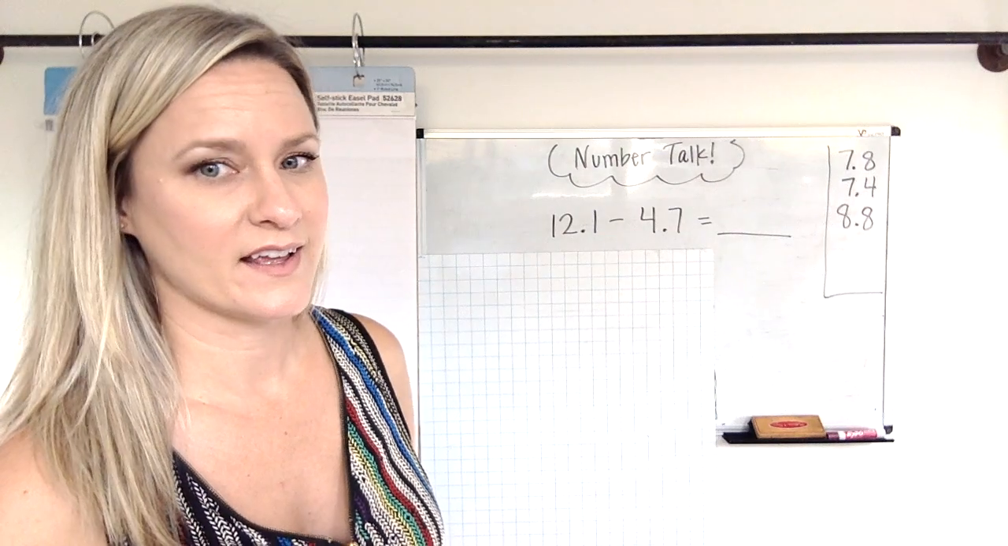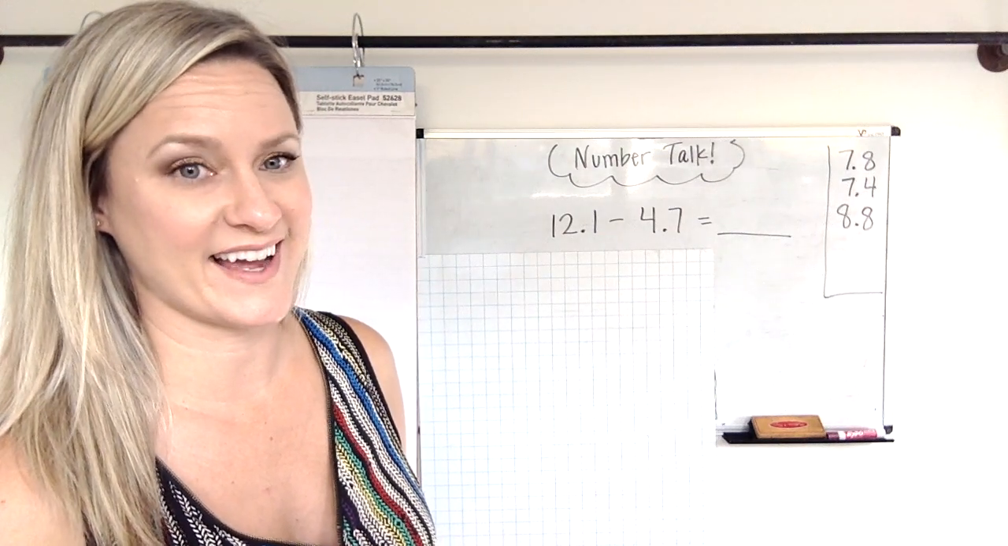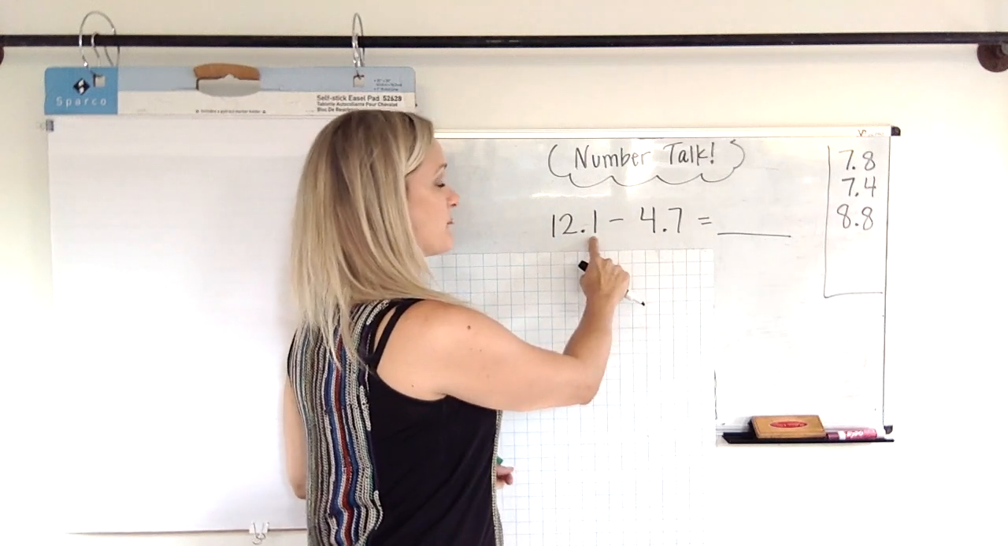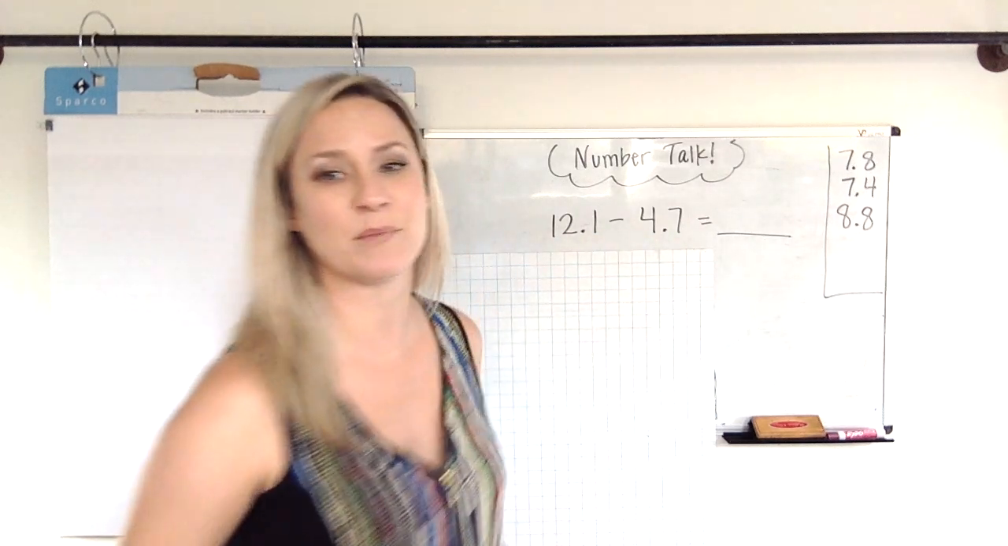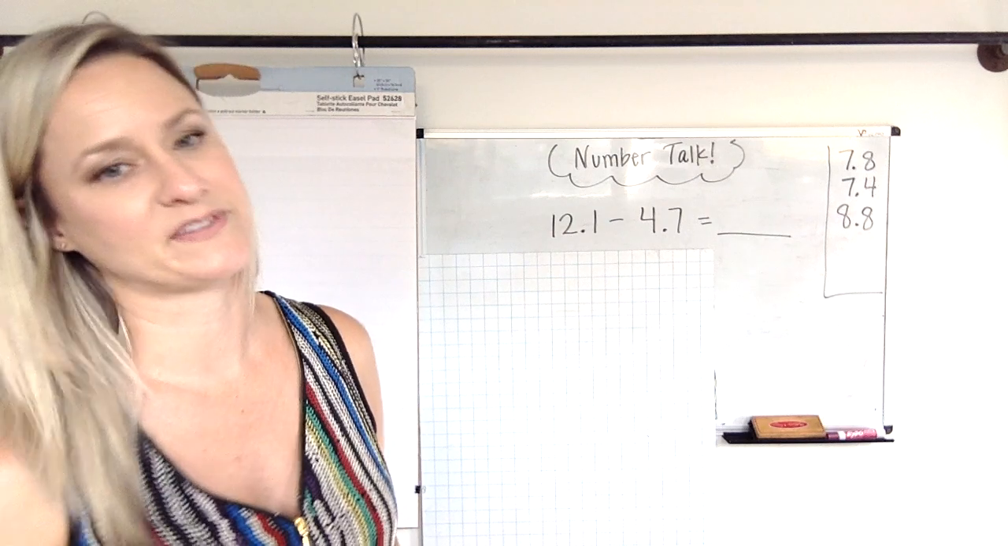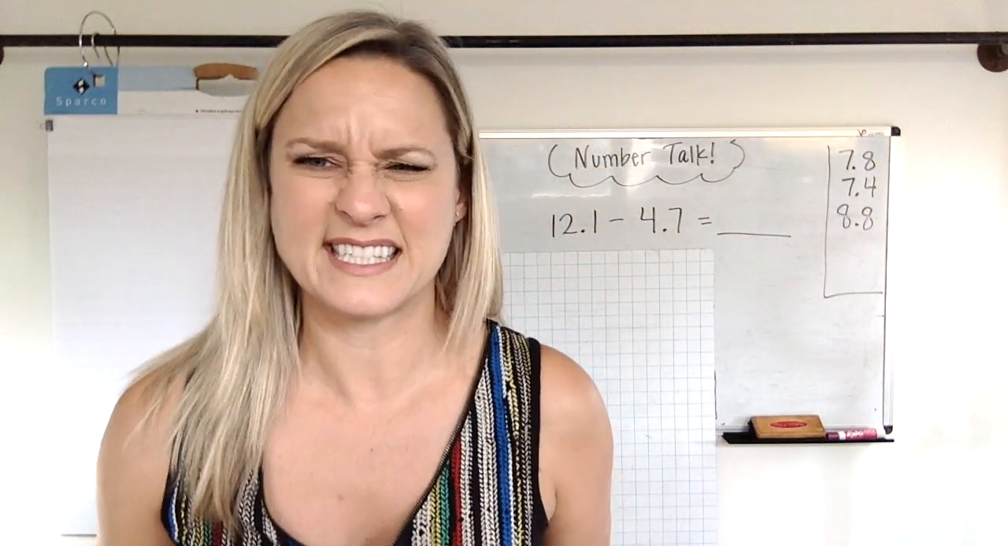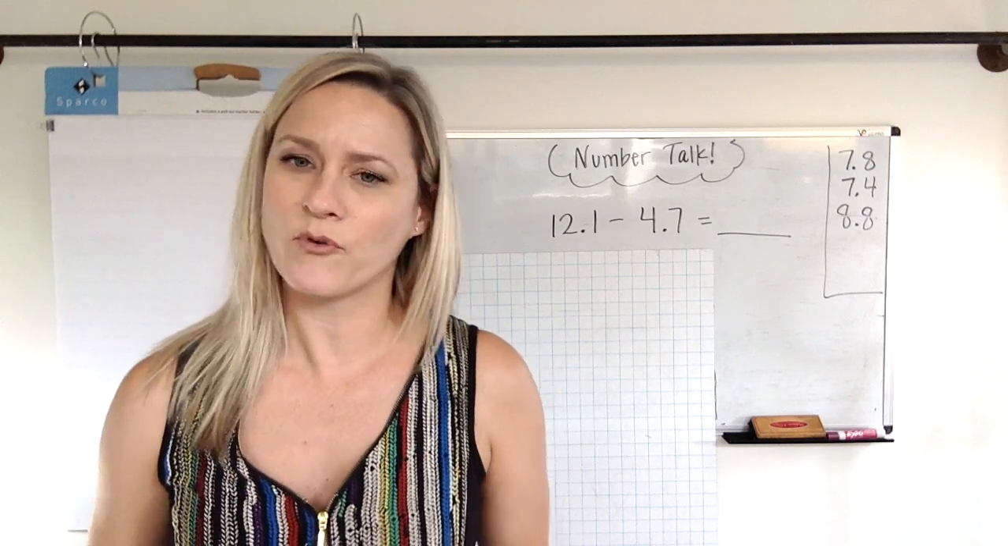I'm guessing they subtracted for one part and then added for the next part. So 12 minus 4 is 8, and then maybe they added the 1/10 plus the 7/10. And we know we have to subtract all the way through, so that one's out. All right, so let's find out. Is it 7 and 8/10 or is it 7 and 4/10?